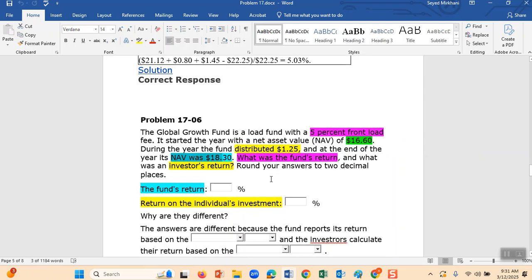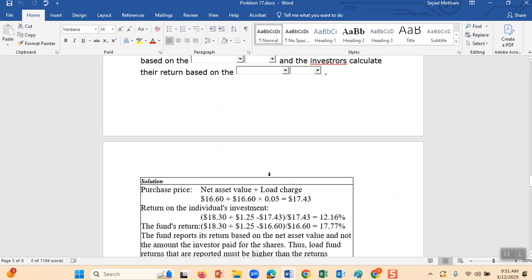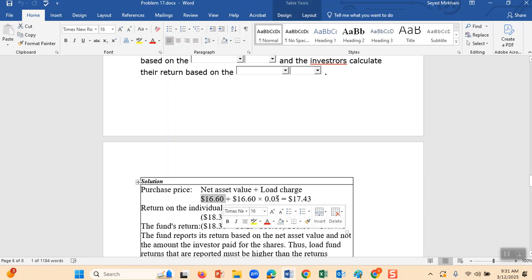Therefore, you have to take all these into consideration and do the calculation, and then here net asset value, that's the purchase price. Do you see? When the net asset value was 1660, you had to pay 5% of this asset as commission. Therefore, the real money that you paid was 17.43, not 16. If it was a no load fund, you only would have paid 16. No load fund means no commission. But because there is a commission, you had to pay it, and this is what you paid.